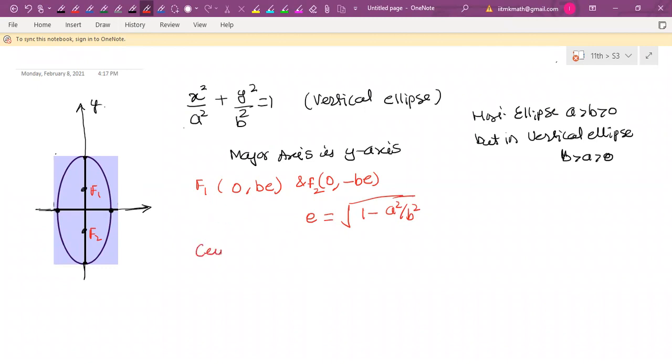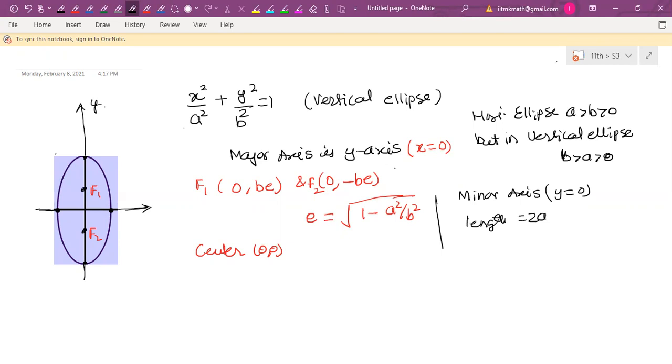The center is the origin only, and the major axis is the y-axis. So the equation of the major axis is x is equal to 0. What about the minor axis? The minor axis is y is equal to 0. The length of the minor axis is 2a, and the length of the major axis is 2b.